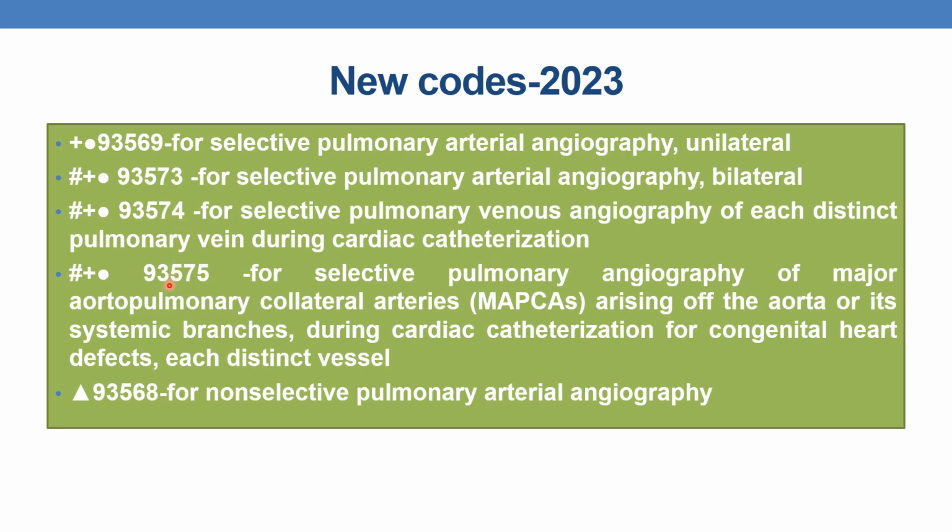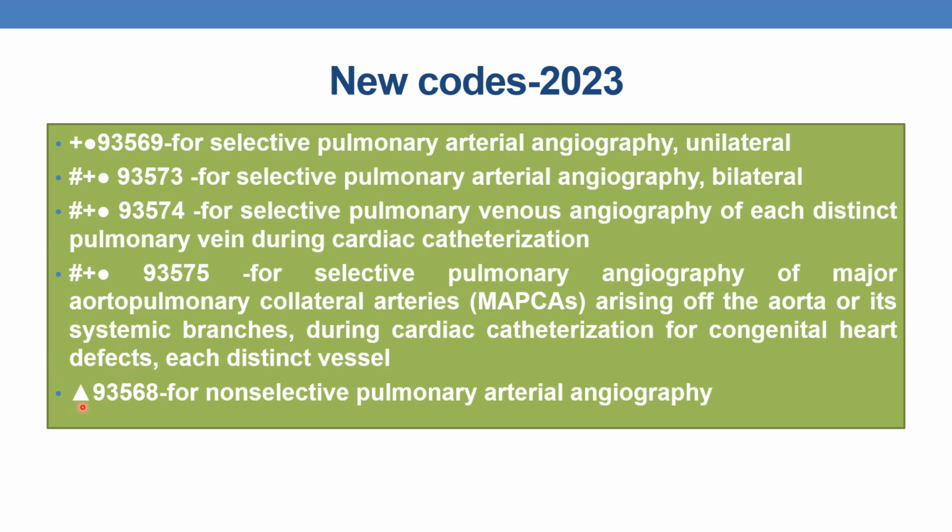The next is 93573 for selective pulmonary angiography of major aortopulmonary collateral arteries arising off the aorta or its systemic branches during cardiac catheterization for congenital heart defects, each distinct vessel. And next is a revised code.